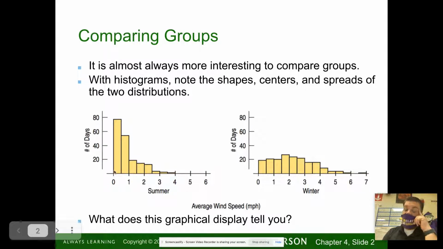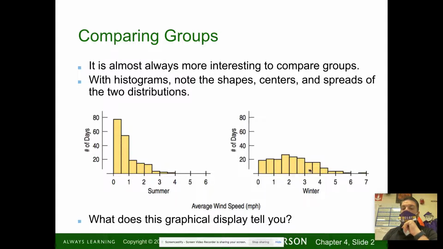hour. So what they're saying is 0 miles per hour in the summertime, that happened almost 80 days. Oh, I see. In the summertime, an average wind speed of 3.5 to 4 was maybe 1 day. But then when you look at the winter, an average wind speed of say 1 mile per hour or close, 0.5 to 1, that happened 20 days. Average wind speed from 1 to 1.5, 20 days. 1.5 to 2, a little bit more than 20.